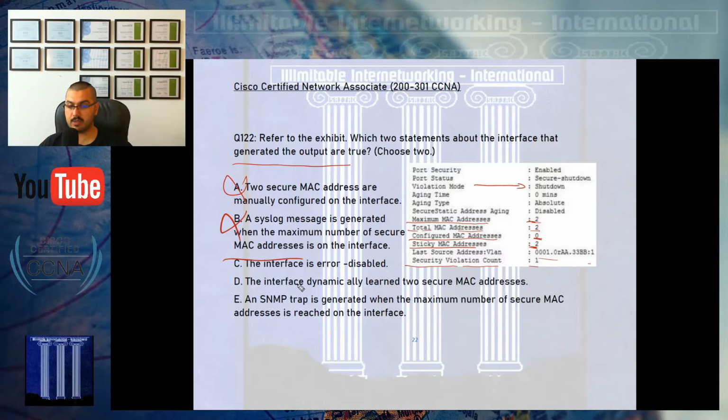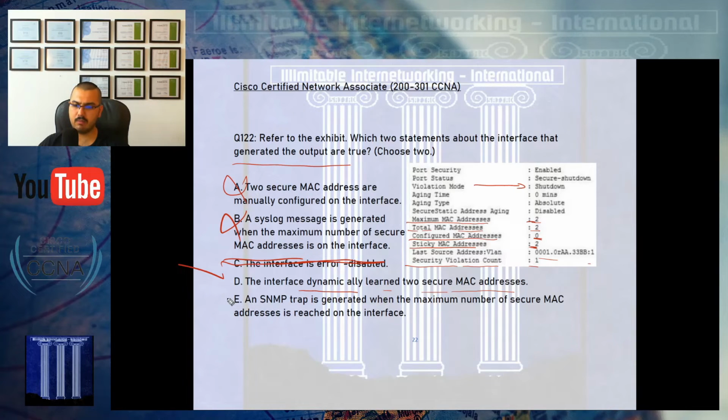Okay, the interface dynamically learned 2 source MAC addresses. It's not dynamic because it's sticky, and this one differs. Okay, but all of those are incorrect. So I'm sorry, it's dynamic because you did not type the addresses statically. The addresses were delivered already from the opposite device by typing the sticky command. So yes, it's dynamic. An SNMP trap is generated when the maximum number of secure MAC addresses is reached on the interface.